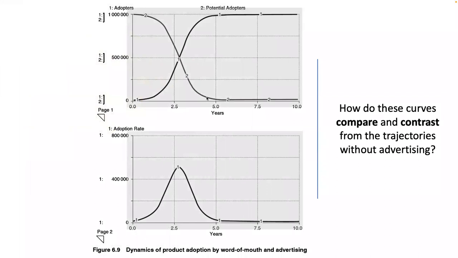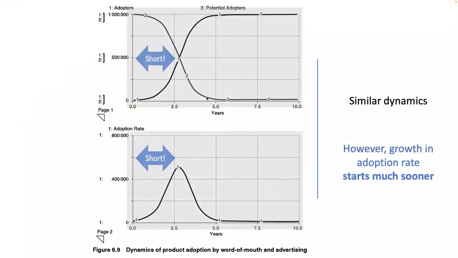If we simulate that new process and look closely, we get similar S-shaped growth and declines, but the peak adoption happens at about 2.6 years. So you get the same outcome, but it happens much faster. It starts much sooner. Most of these dynamics are driven entirely by word of mouth, but the slight difference in how this infection peak starts is from that initial advertising. So that's why you advertise.